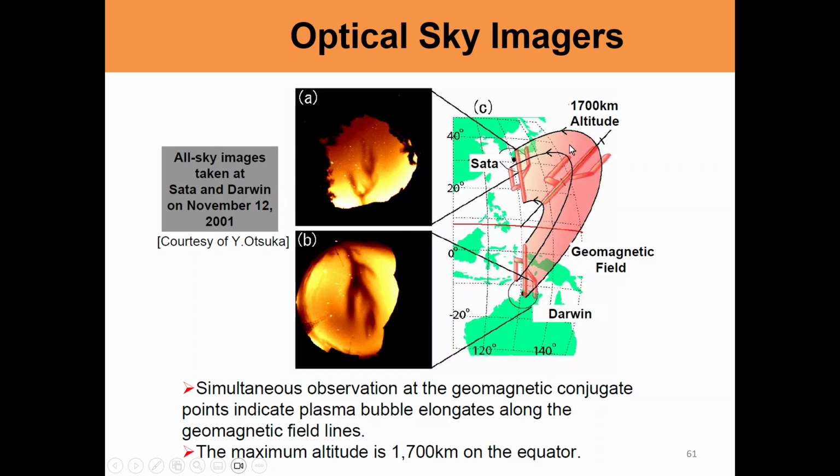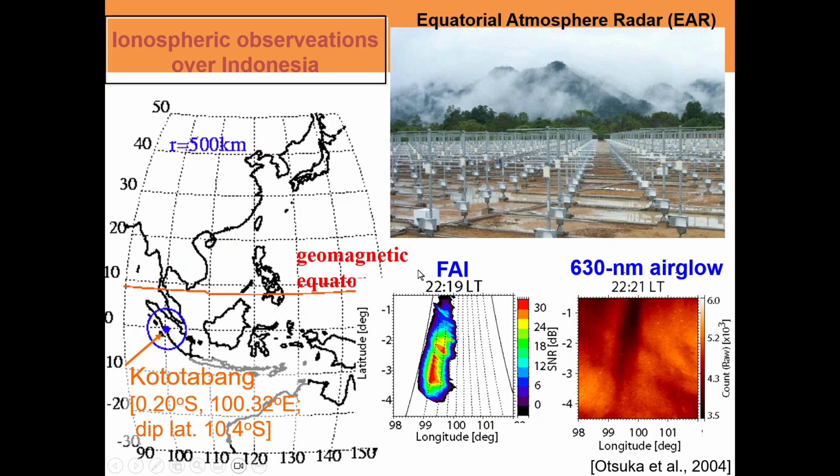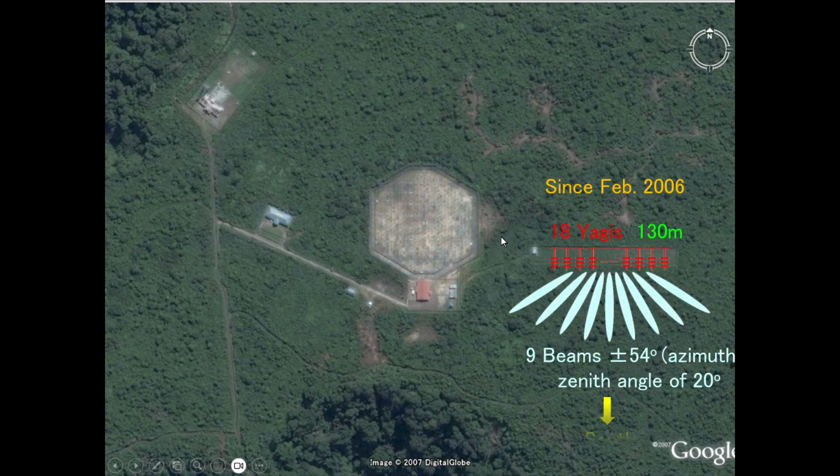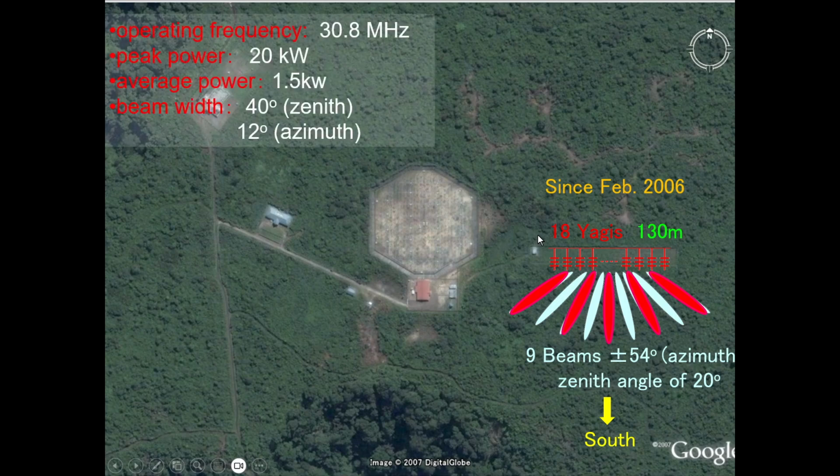So this is an illustration from the work. This is from Otsuka. This type of work we've already seen. This is the picture of the station at Kototabang, like out of nowhere. 18 Yagi antennas, a big station. In Chumpon also a big station, no?